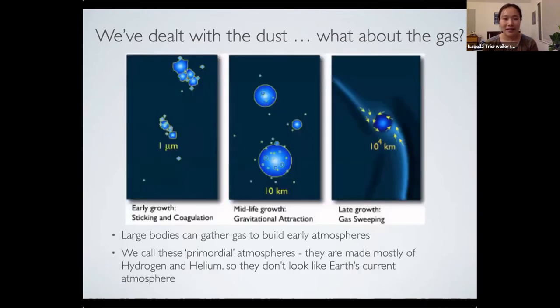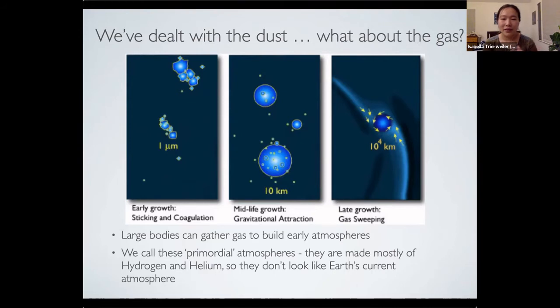And this process is actually relatively straightforward. So as we're building up to larger and larger sizes of objects, once the objects are large enough, they're going to have a pretty good amount of gravity. And so they can start to just sort of hold on to and sweep up the gas that's near them as they orbit around their star. So you can see that in the third panel here. We've got our planet or early planet moving through the disk, and it's just going to start sweeping in these long arms of gas and adding that gas to its atmosphere.